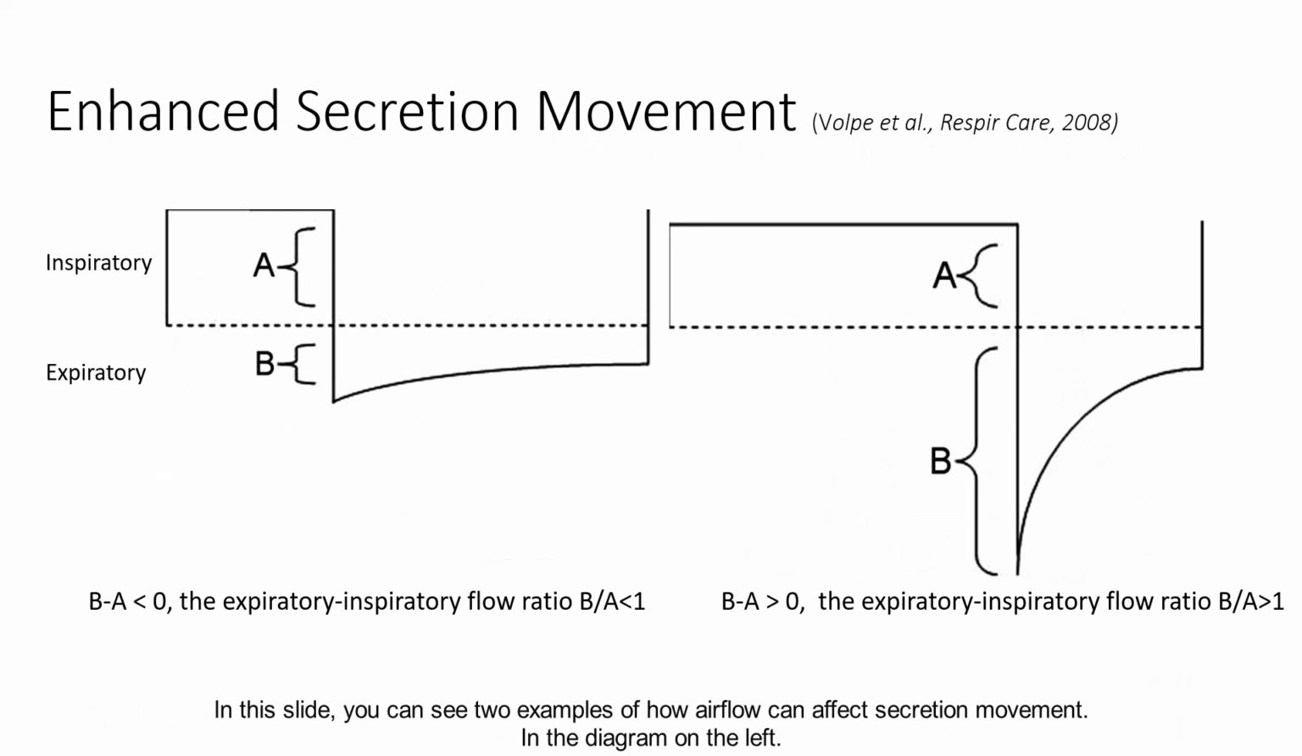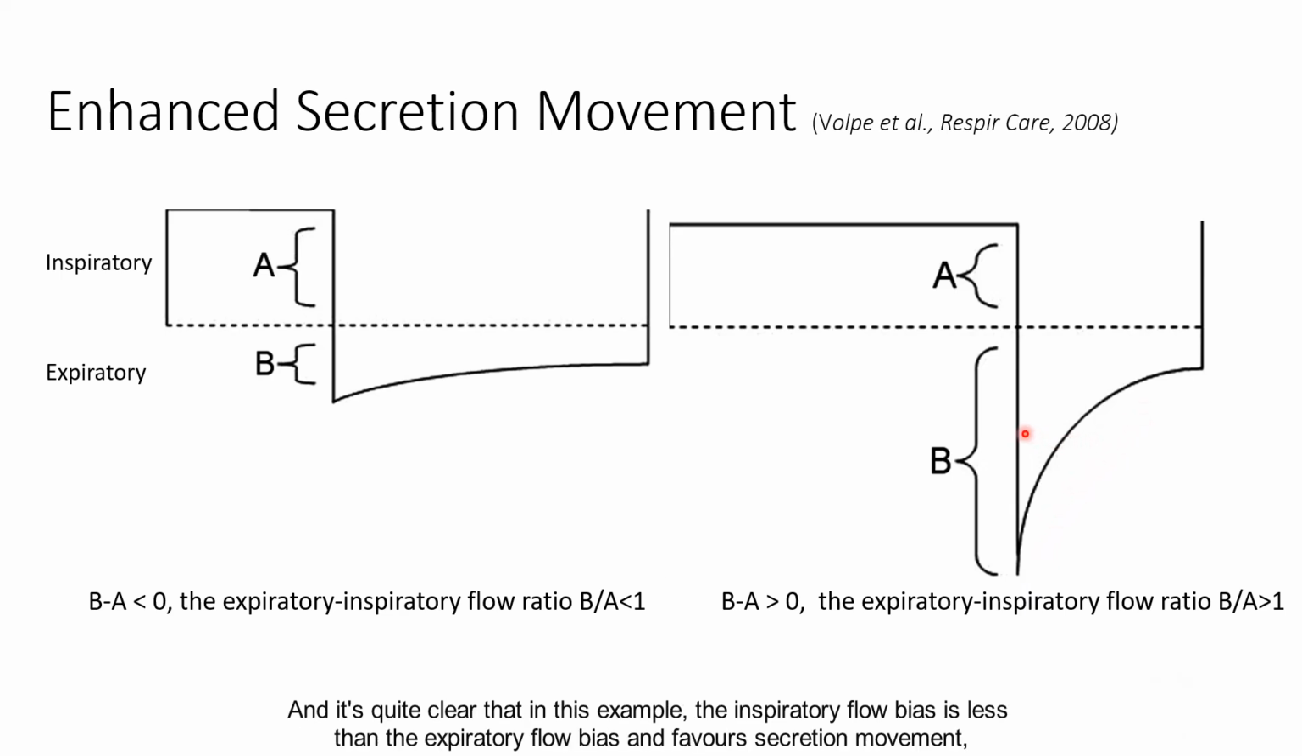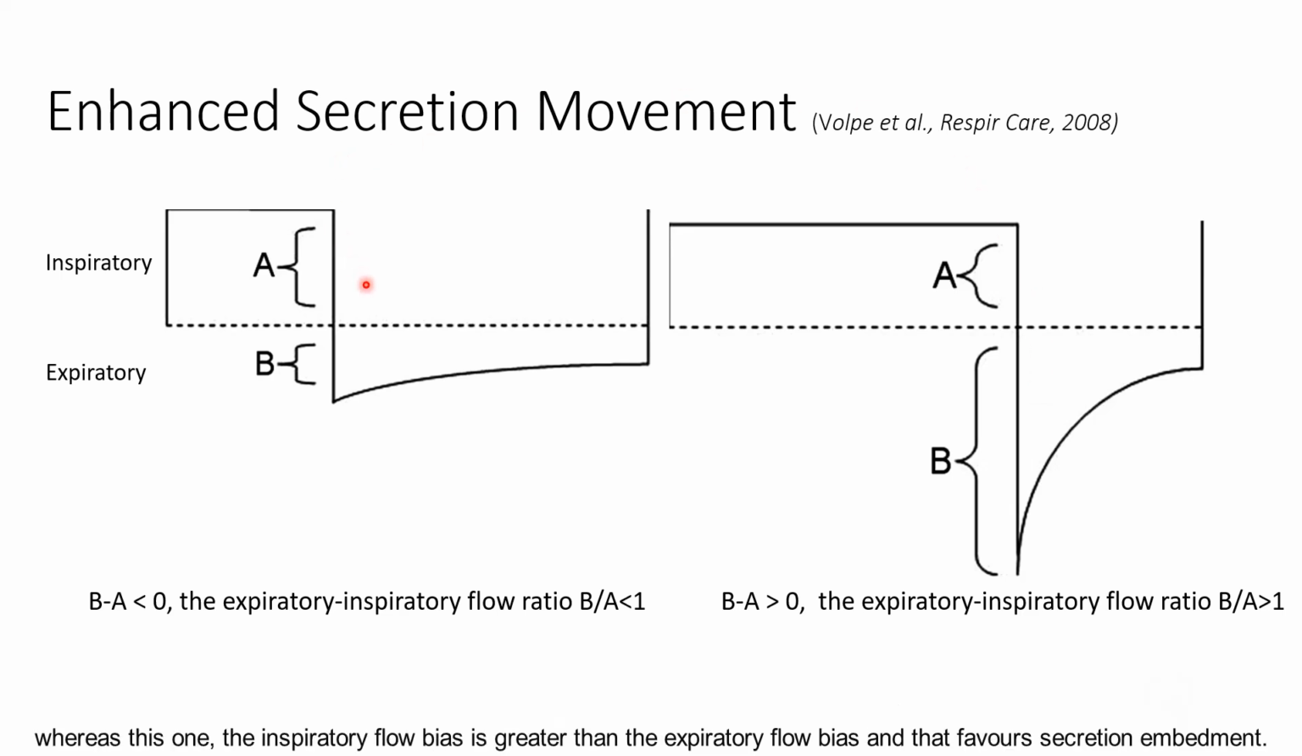In the diagram on the left here, we have our inspiratory flow bias versus our expiratory flow bias. And on the right, this is our inspiratory phase and our inspiratory flow bias versus our expiratory flow bias. And it's quite clear that in this example, the inspiratory flow bias is less than the expiratory flow bias and favours secretion movement, whereas in this one, the inspiratory flow bias is greater than the expiratory flow bias, and that favours secretion embedment.